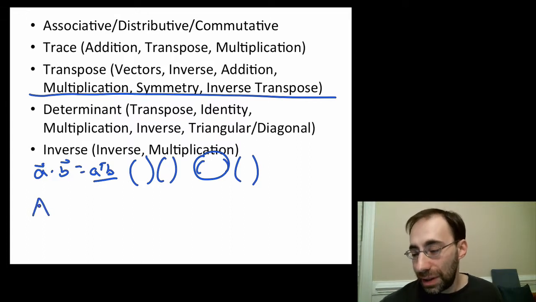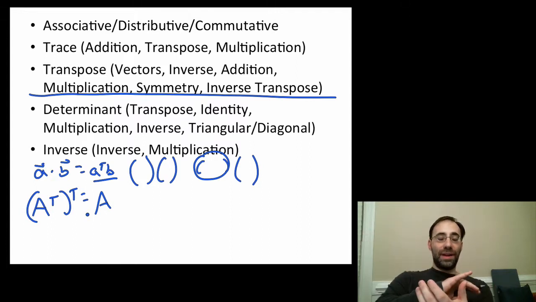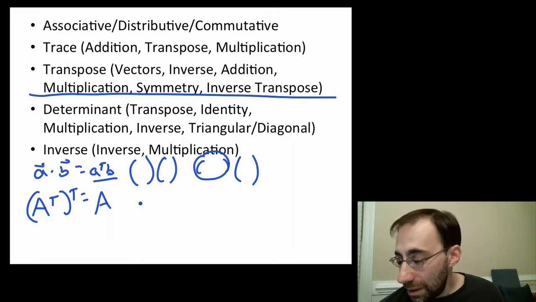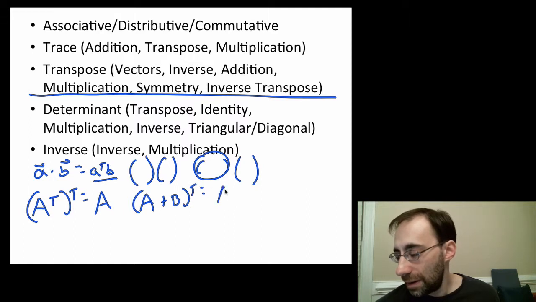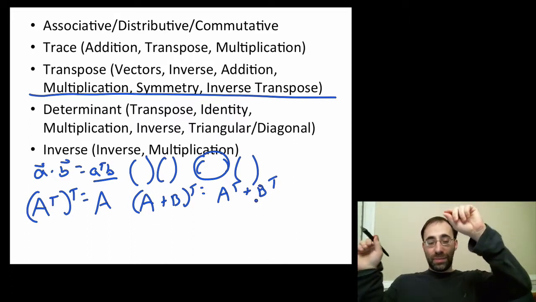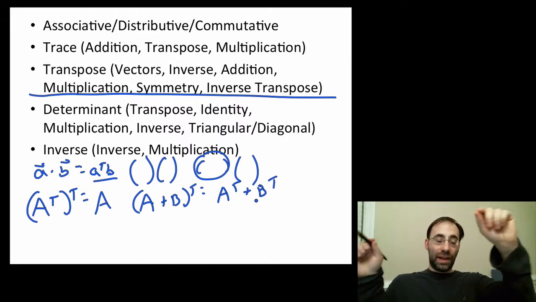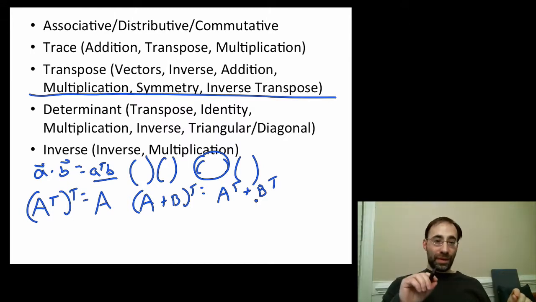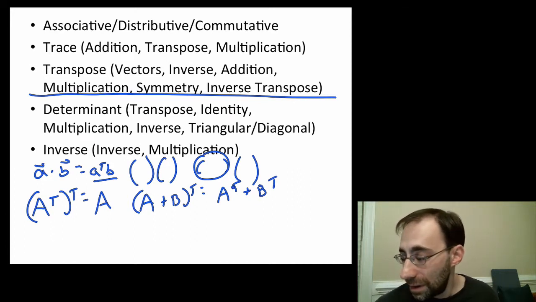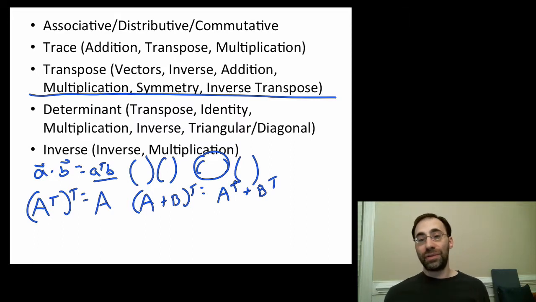The transpose of the transpose of a matrix is equal to the matrix itself. If you flip it and then flip it again, you get back to where you started, so it's its own inverse. Addition works just fine. A transpose plus B transpose. Again, if you are adding two things, you're adding each individual component with the corresponding element, and if you flip them both, you're still adding the same exact things. So everything is fine there. So you can just take the transpose of the sum as the sum of the transposes.